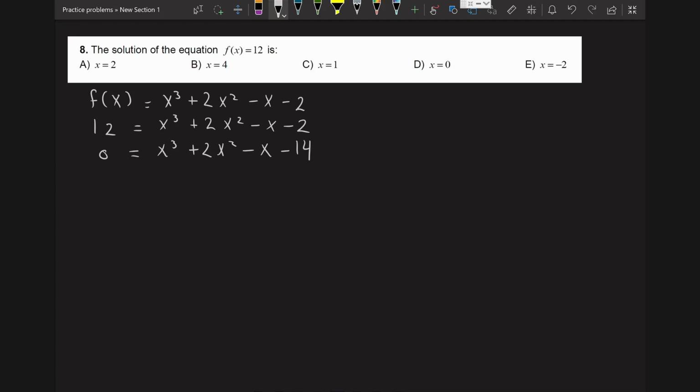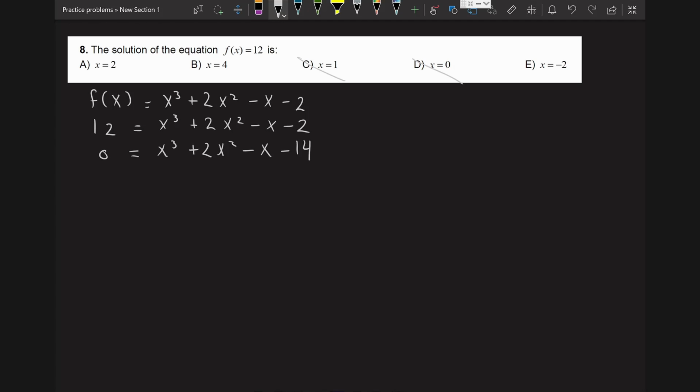So we just need to find that first number that makes it 0. We already know that it can't be 0 because we have this negative 14 that's not going to go away. It's not going to be 1 because we can already tell it will be 1 plus 2, which is 3, minus 1, which is 2. 2 minus 14 would be -12, so that wouldn't be it. So we can just take this one off.